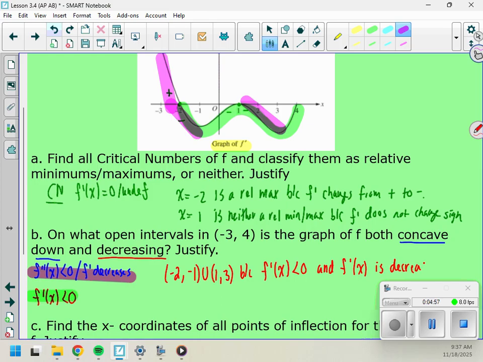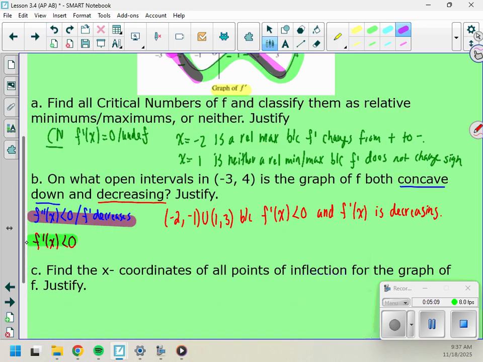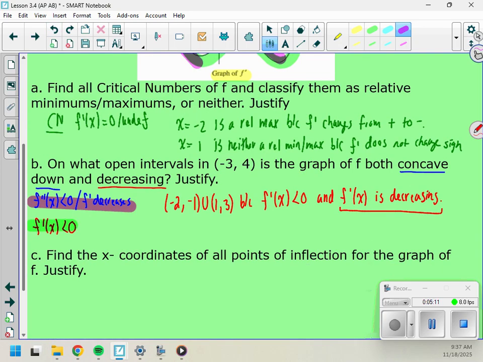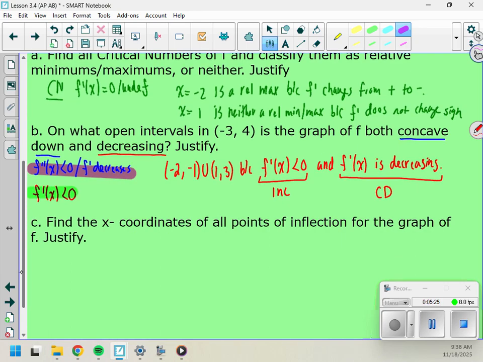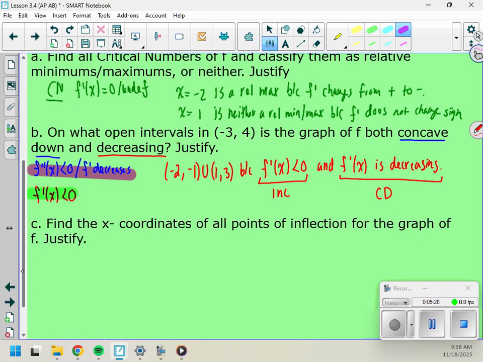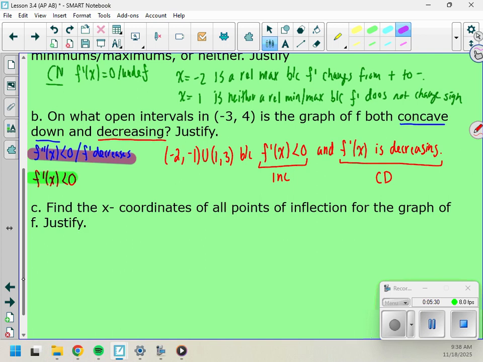Remember that I just said this, but remember that when f prime of x is less than 0, that's when the original f is decreasing. But when f prime of x decreases, this right here, just so you know, this is where I get my concave down interval. This is where I get my increasing interval, but I get my concave down when f prime is decreasing. And then finally, part C says this: find all the x coordinates of all the points of inflection for the graph of f and justify.